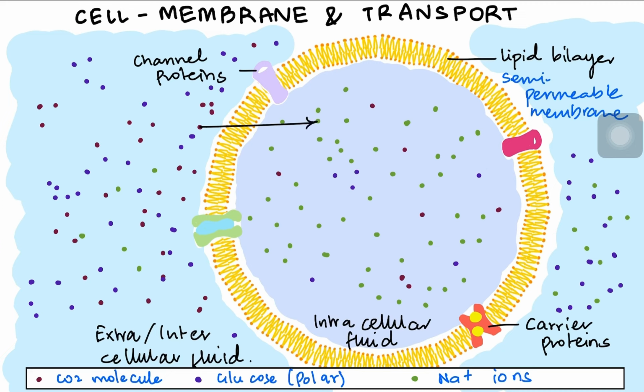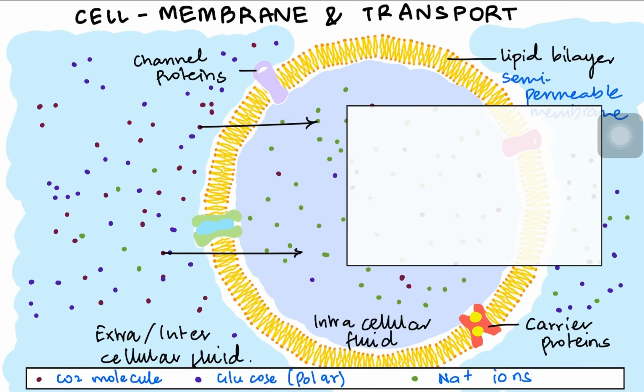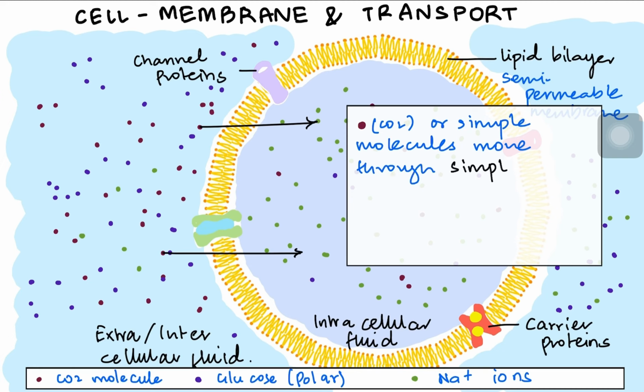Carbon dioxide is a simple molecule. So carbon dioxide does not need support from these channel and carrier proteins. It can easily pass through the cell membrane. This is what we call simple diffusion. So carbon dioxide or simple molecules like oxygen gas, like perhaps urea, they can move through simple diffusion. In simple diffusion, there's no need for channel and carrier proteins. It's a simple movement from higher to lower concentration.